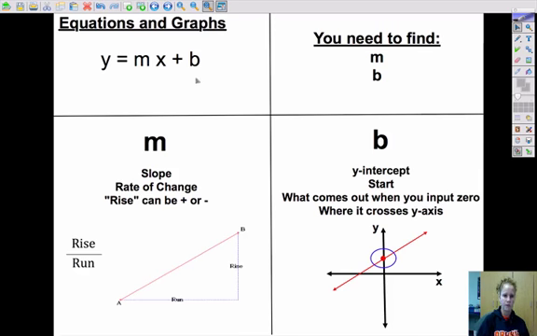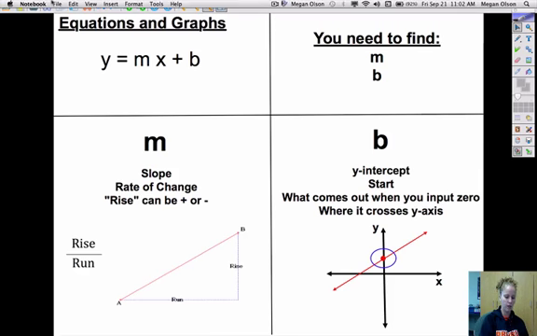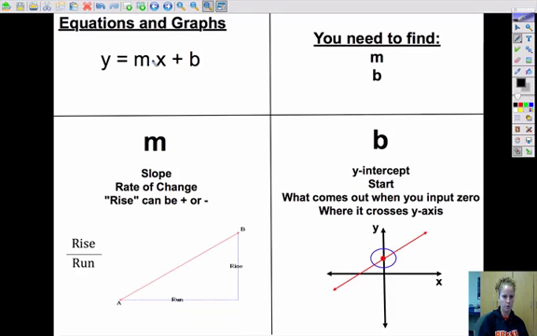Alright, before we start this video, I just want to go over equations in general. Equations for linear relationships, which is what we're working on, are y equals mx plus b, where m is our slope. It's the rate of change. It's the rise over the run.